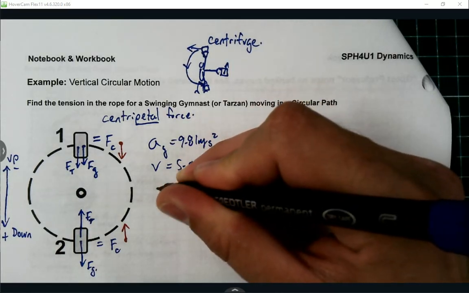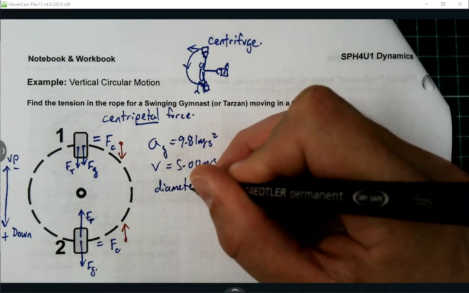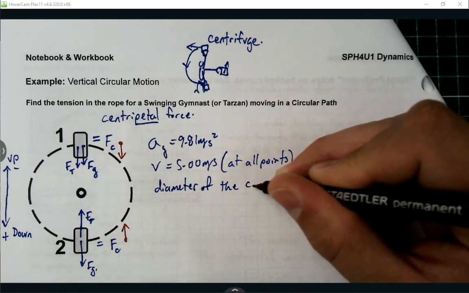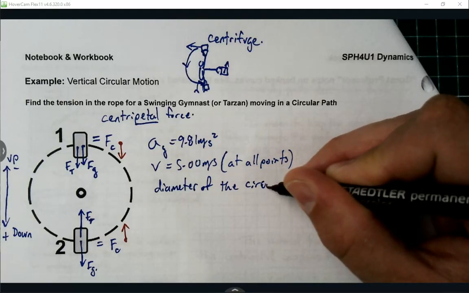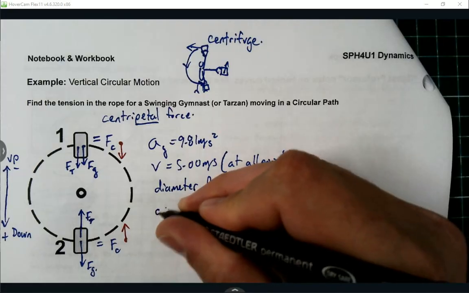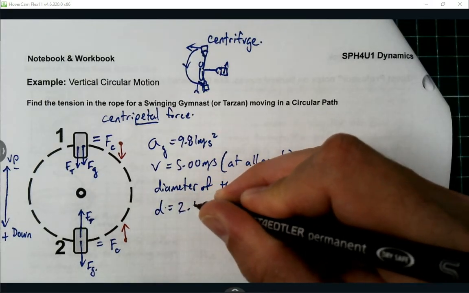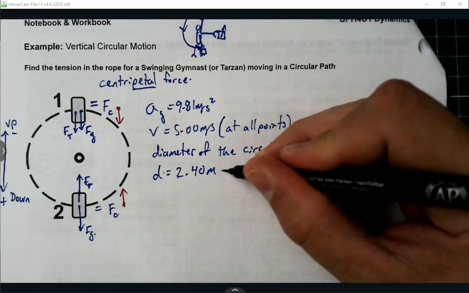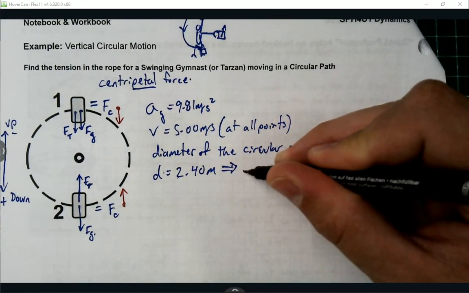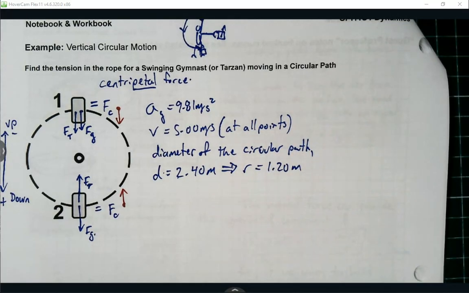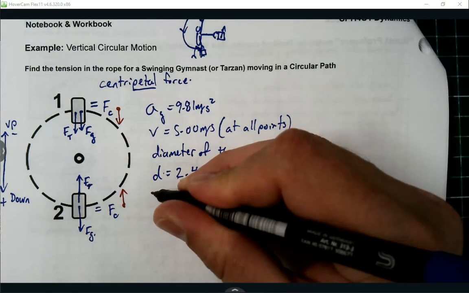And then the diameter of the circle or circular path, D, is equal to 2.40 meters. And if you're ever given a diameter for these kinds of problems, immediately calculate the radius because you'll forget if you don't. So I'm going to do that right now. I mentioned it just so that I can undo it because we're all going to forget at some point.